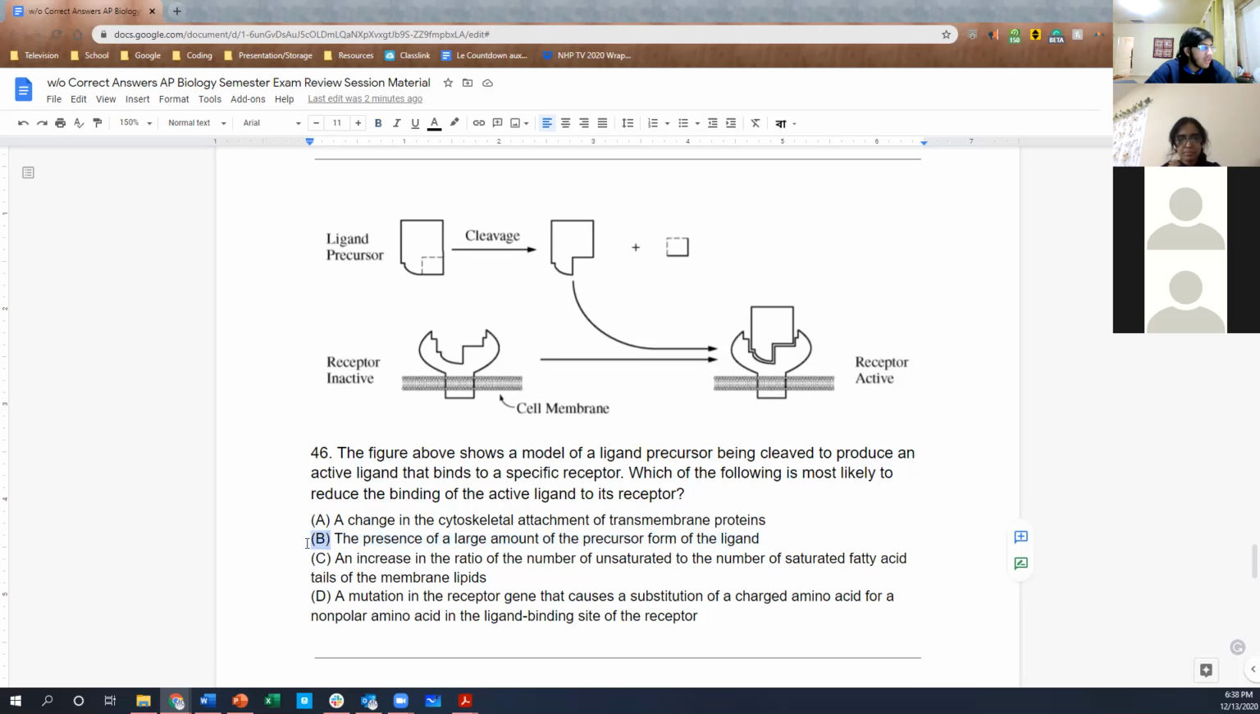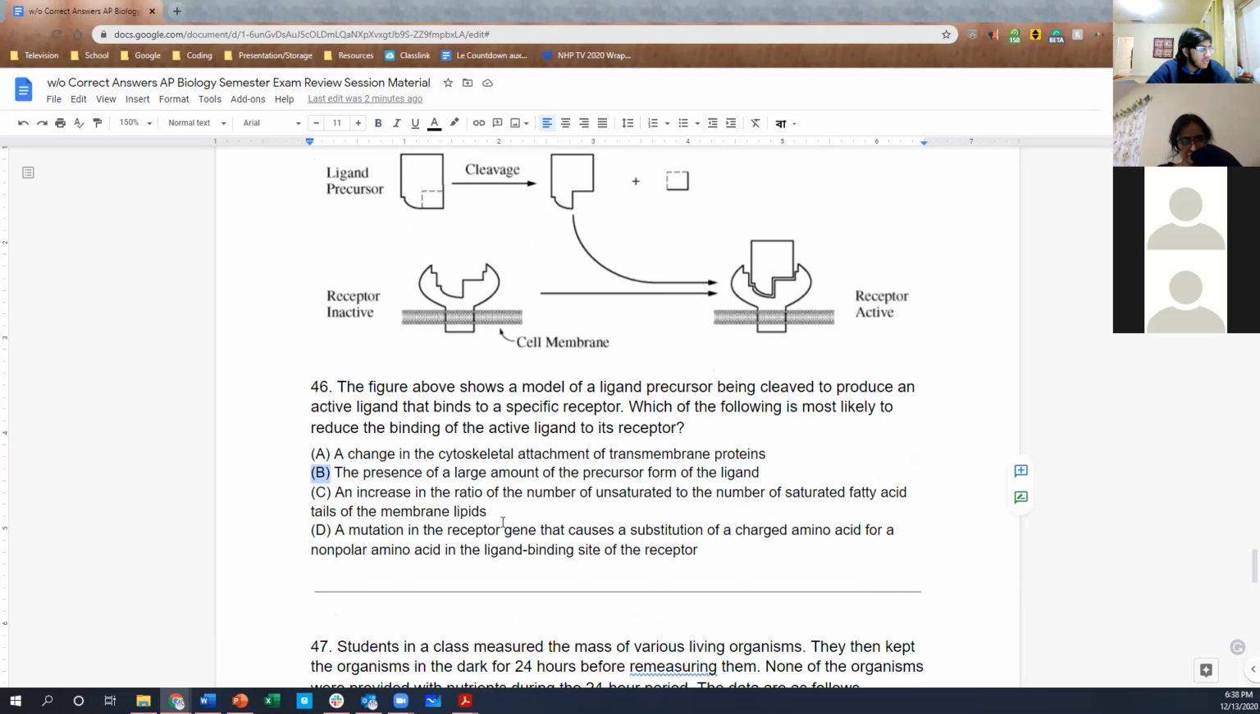Right, because it changed the shape. Kind of. The ligand precursor wouldn't fit into the active receptor. Increasing the ratio of the number of unsaturated, no, that doesn't make sense. A mutation in the receptor gene that causes substitution, no. Well, this could, a mutation in the receptor gene that causes a substitution of a charged amino acid for a nonpolar one. It doesn't talk about its shape, though. Well, this would inherently change its shape, because of the mutation in the amino acids.